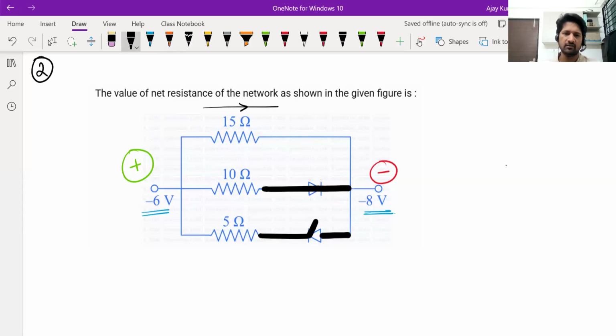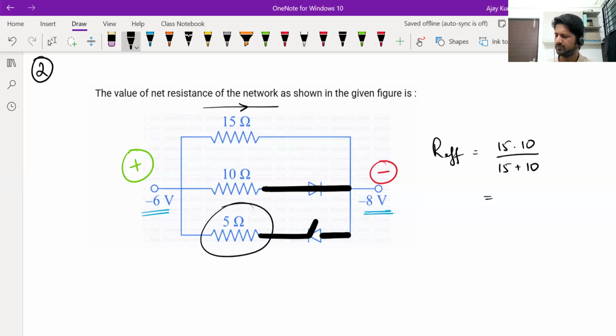Then what will happen? There will be current flowing through 15 ohm and 10 ohm. The 5 ohm resistor is effectively not part of this circuit. So how much is the effective resistance? 15 and 10 are in parallel. Then the effective resistance will be R1 R2 by R1 plus R2, which is 150 by 25, 6 ohms.